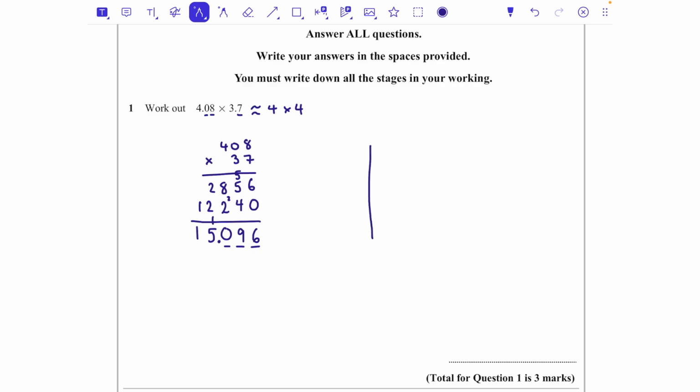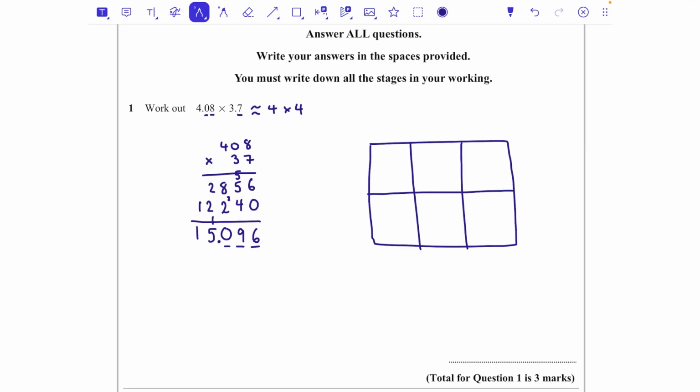Method number 2 would be the lattice method. Now to do this, you're going to need to draw a grid that is 3 boxes wide because I've got 3 digits in that first number, and 2 boxes tall because I've got 2 digits in that second number. So I'm going to write that over the top, 4.08 multiplied by 3.7.